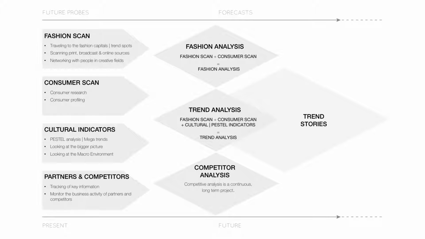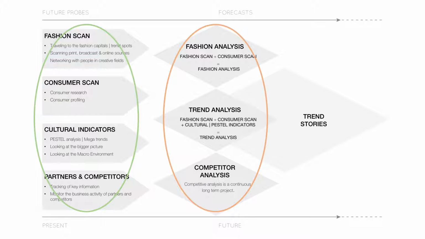So let's take a look at the chart that we've looked at a few times that maps the process of trend forecasting. So far we've gained all our research doing our fashion scan, our consumer scan, looking at cultural indicators and monitoring our partners and competitors. And we've taken all this information and been able to make a fashion analysis as well as a trend analysis, and obviously our competitor analysis should be done the whole time anyway. So combining both of these, we should then be able to develop all this information into trend stories.